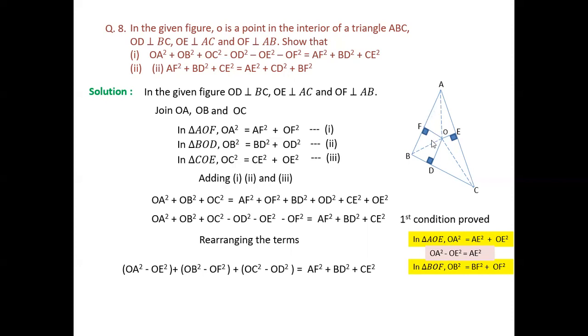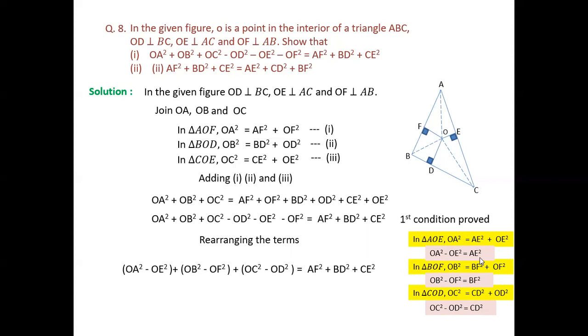Now, second, BOF. In this triangle BOF, OB square is equal to BF square plus OF square. Take OF this side. OB square minus OF square is equal to BF square. Third triangle, COD. In this triangle COD, again, this is the hypotenuse. So OC square is equal to CD square plus OD square. Take OD this side, you'll get this.